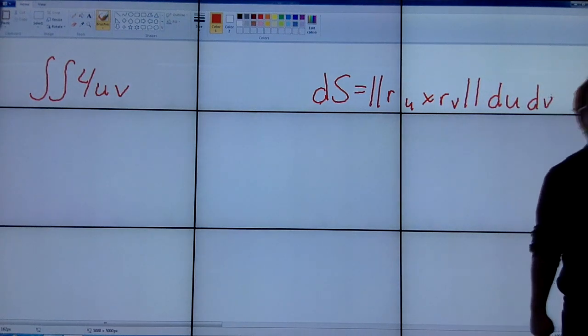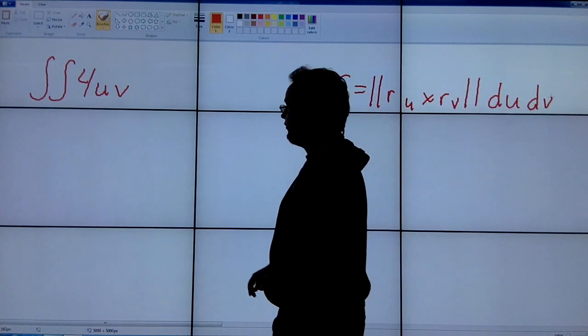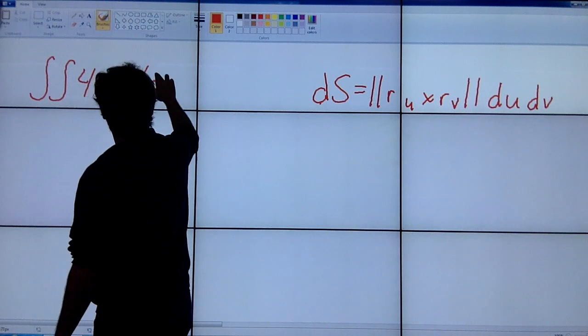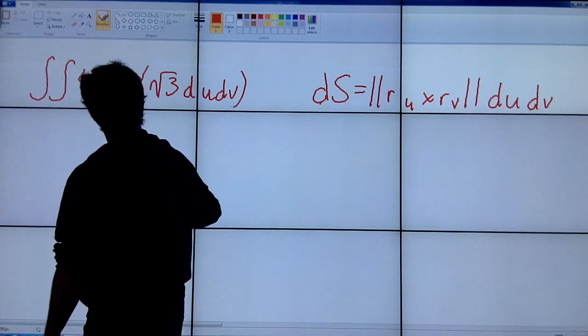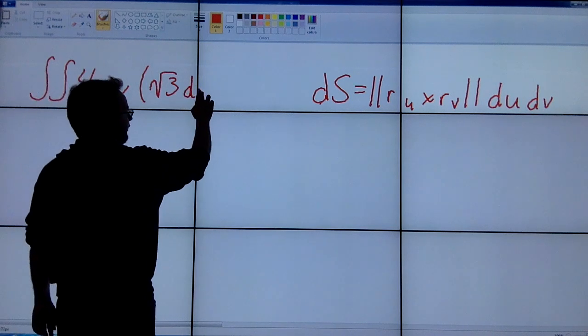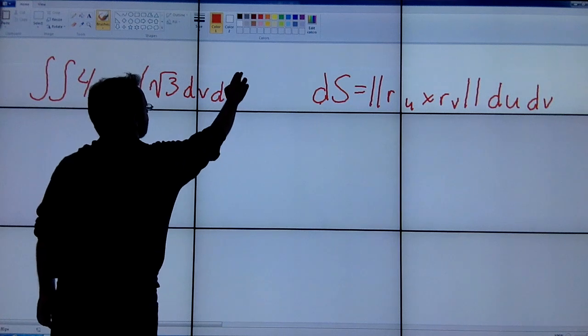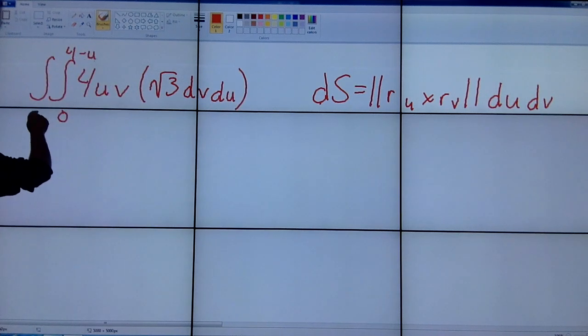What is RU cross RV? What was the magnitude of 1, 1, 1? Square root of 3. So we're going to replace this with square root of 3 du dv. Let's actually not do du dv, because we actually found the bounds on v first, right? So let's do dv du. What are the bounds on v? 0 to 4 minus u. What are my bounds on u? 0 to 4. That's your integral. Can I trust you guys to evaluate the integral on your own?